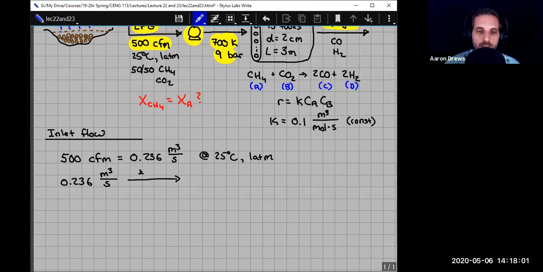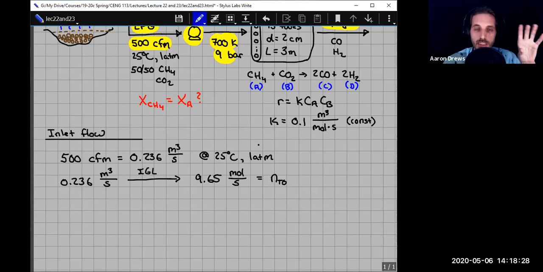and now we're going to use the ideal gas law, we can figure out that this corresponds to 9.65 moles per second. Right, and this is equal to NT0. That's true regardless of the temperature, right? The molar flow rate will not change depending on the temperature. But now we know we have 9.65 moles per second at 1 atm and 25 C, and we also have 9.65 moles per second at 700 K and 9 bar.